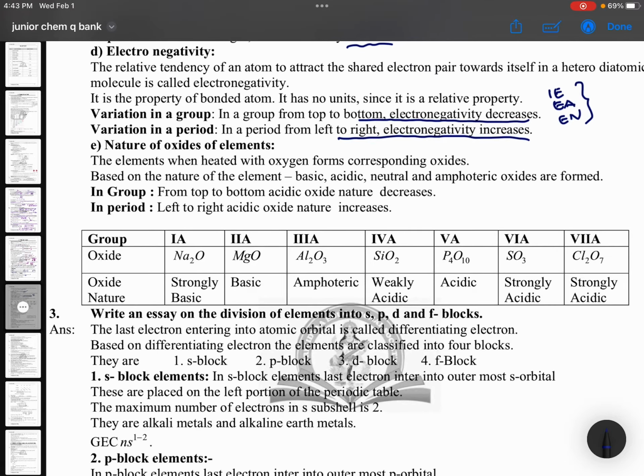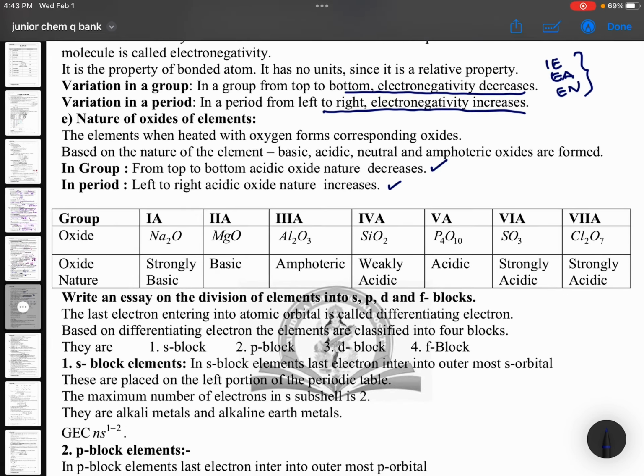Nature of oxides. The elements when heated with oxygen form corresponding oxides. Based on the nature of the element, basic, acidic, neutral and amphoteric oxides are formed. From top to bottom, acidic oxide nature decreases. Left to right, acidic oxide nature increases. See here. Na2O, strongly basic. MgO, basic. Al2O3, amphoteric. SiO2, weakly acidic, then strongly acidic, very strongly acidic.